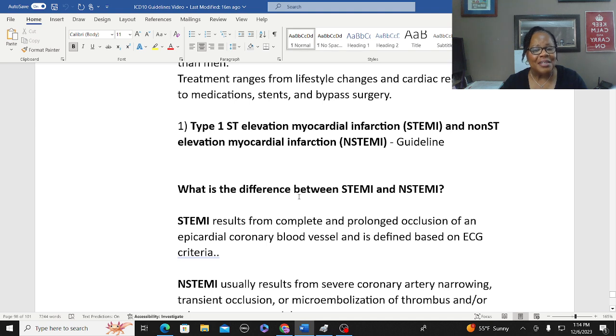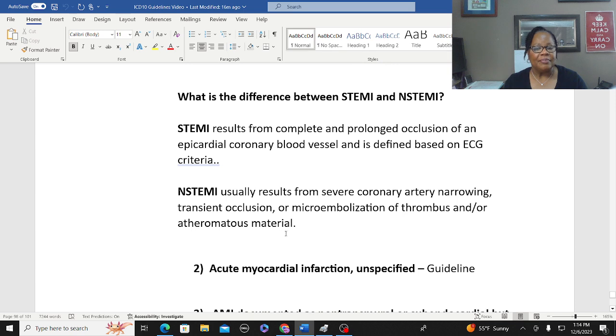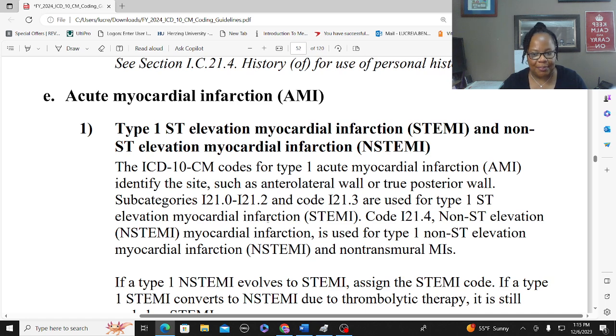I had to go in and say, what is the difference between a STEMI and an NSTEMI? STEMI results from complete and prolonged occlusion of an epicardial coronary artery vessel and is defined based on ECG criteria, where an NSTEMI usually results from severe coronary artery narrowing, transient occlusion, or microembolization of thrombus and/or atheromatous material. So this explains, and y'all, when I'm actually working a chart, I am constantly Googling, going through my medical dictionary, trying to make sure I'm understanding exactly what is going on with my patient.